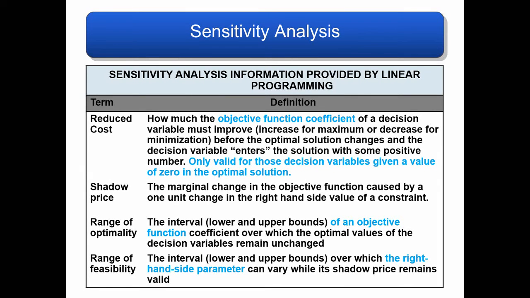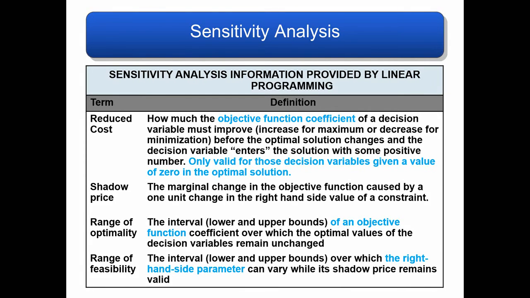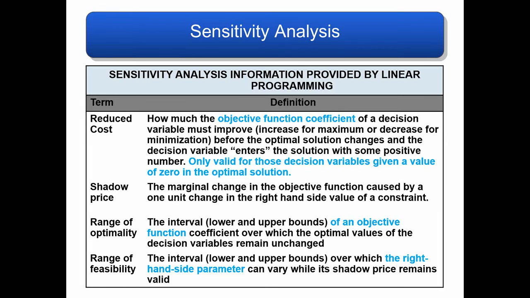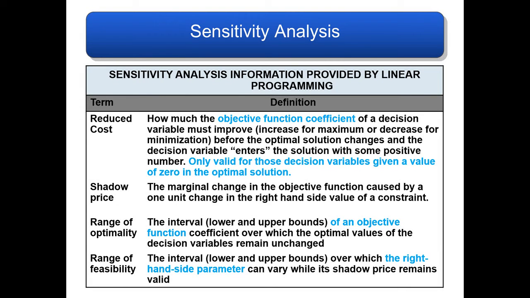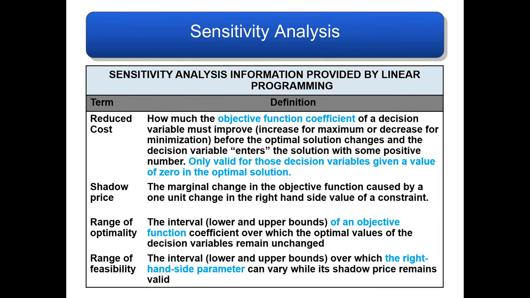Okay, and the reduced cost is how much the objective function coefficient of a decision variable must improve before the optimal solution changes and the decision variable enters the solution with some positive number. Okay, that only comes into play when you have a variable in the solution that comes back with a 0. Okay, the shadow price then is the marginal change in the objective function caused by a 1 unit change in the right-hand side value of a constraint.